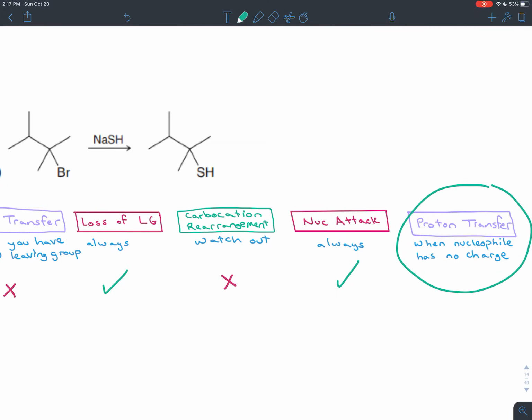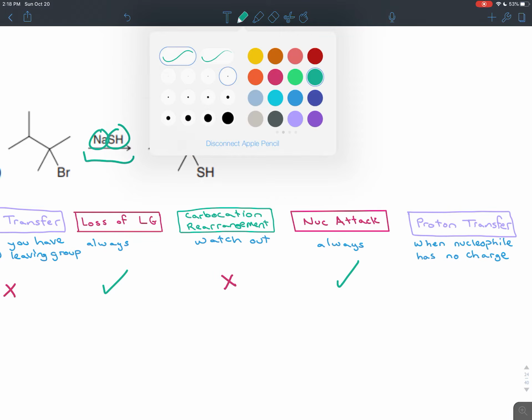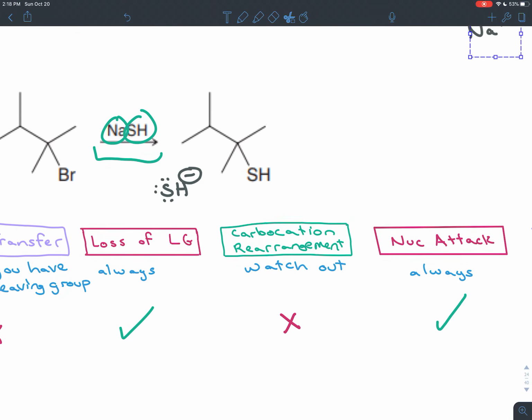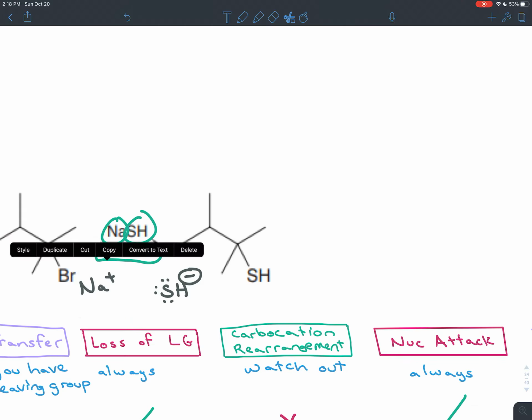And finally, for the proton transfer, we're only going to have this proton transfer at the end if the nucleophile has no charge. If we look at our nucleophile, we notice that we have a metal and nonmetals, so that's really an ionic compound. That's a sodium with a full positive charge and an SH with a full negative charge. The sodium is really big. It's all the way on the left on the periodic table. Atoms get bigger as you go to the left and as you go down. And so it's going to stabilize and dilute that positive charge and go off gallivanting, living its best life.